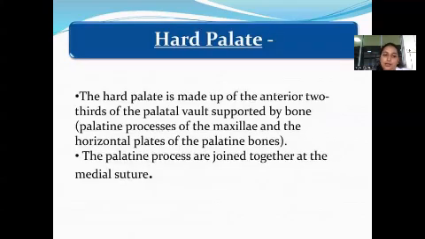Next is the hard palate, which is made up of the anterior two-thirds of the palatal wall, supported by bone, that is the palatine process of the maxilla and the horizontal plates of the palatine bone. These palatine processes are joined together in the median suture.